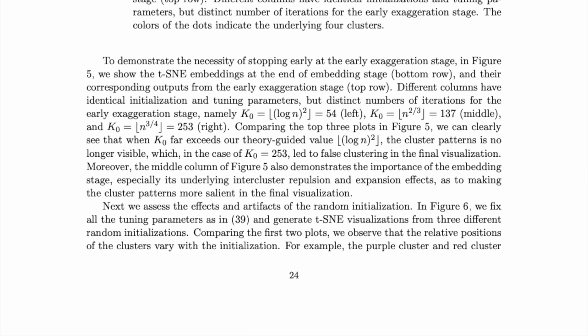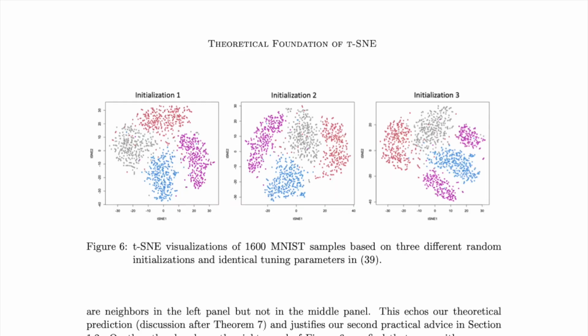Comparing the top three plots in Figure 5, we can clearly see that when K0 far exceeds our theory-guided value, log n, the cluster patterns are no longer visible, which, in the case of K0 = 253, led to false clustering in the final visualization. Moreover, the middle column of Figure 5 also demonstrates the importance of the embedding stage, especially its underlying intercluster repulsion and expansion effects, in making the cluster patterns more salient in the final visualization. Figure 6.